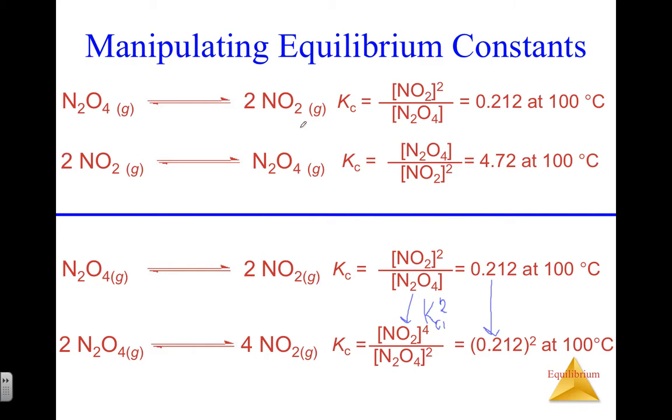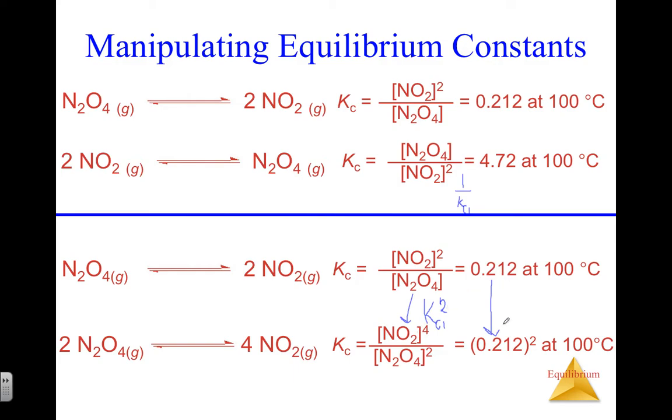So in summary, if you reverse a reaction, you take 1 over the K value. If I multiply a reaction by 2, I square the K value, both the expression and the numerical value.